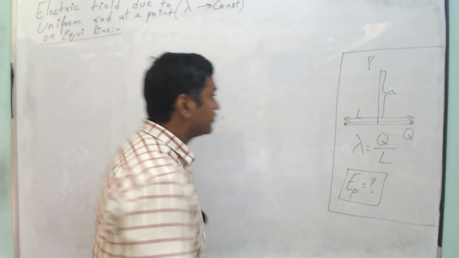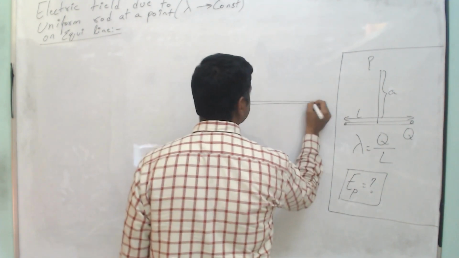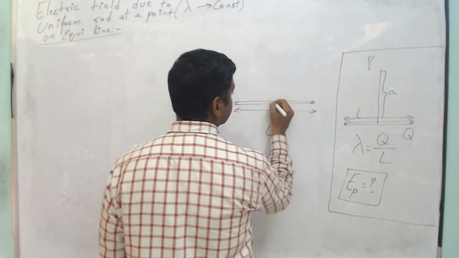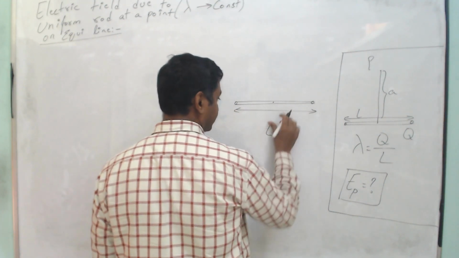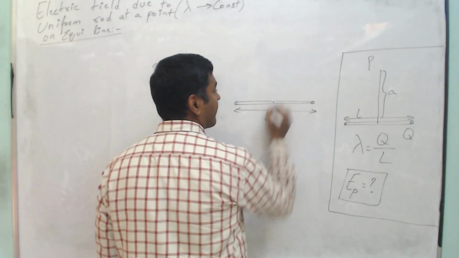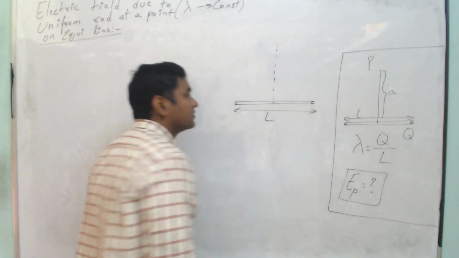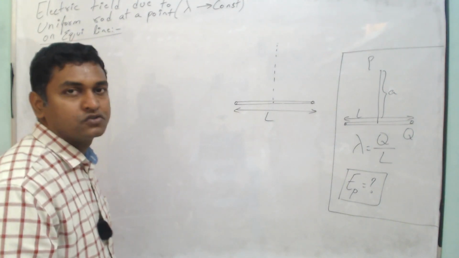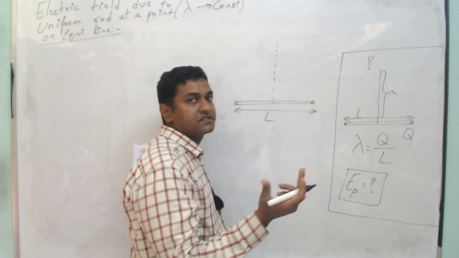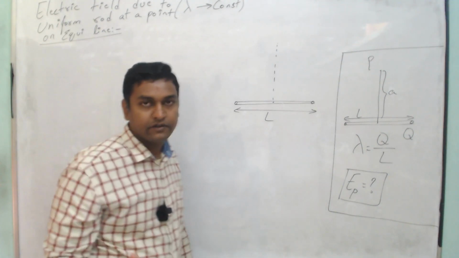Now I'll draw a new figure. So this is my rod, this is length L, this is the midpoint. At the distance r we take the small element. So first I need to choose a reference. So I will take the midpoint as the reference.